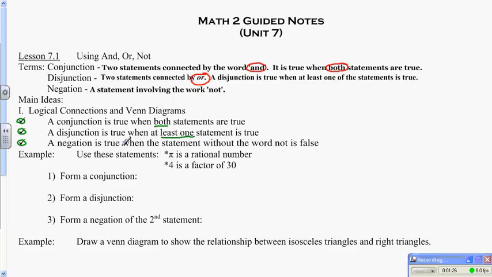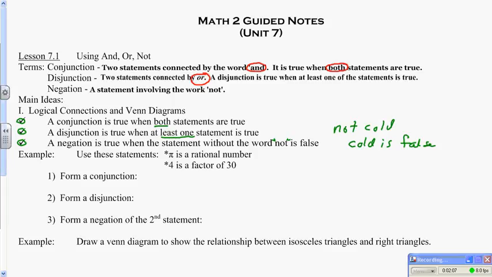Another one here is a negation is true when the statement without the word not is false. For example, I could say not cold. Is that true? Well, it's only true if cold is false. So if it's not cold outside, and cold is not the correct word you would use to describe the temperature, that would make it false, then to say not cold is a true statement. So how do we form conjunctions?